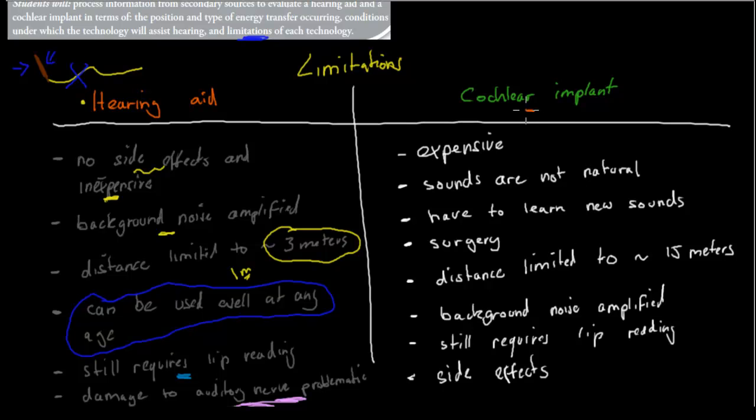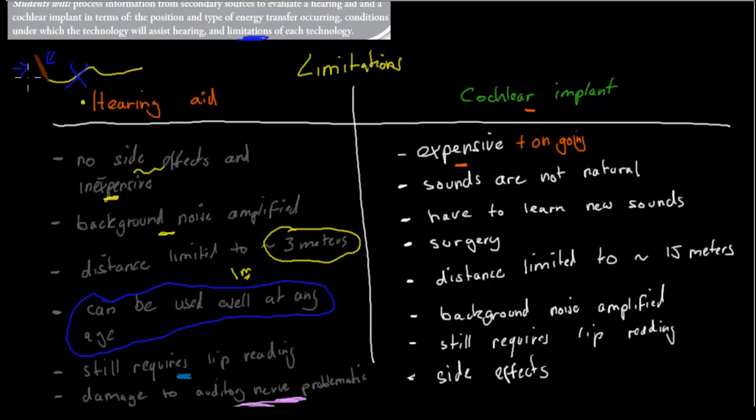The cochlear implant. One of the limitations is that it's very expensive, and there are ongoing costs, which means it's not just a one-off surgery, but you have to keep paying, because you put stuff in your skull, and it's going to be kind of hard to make that not expensive. You have to get checked up and all that kind of stuff.